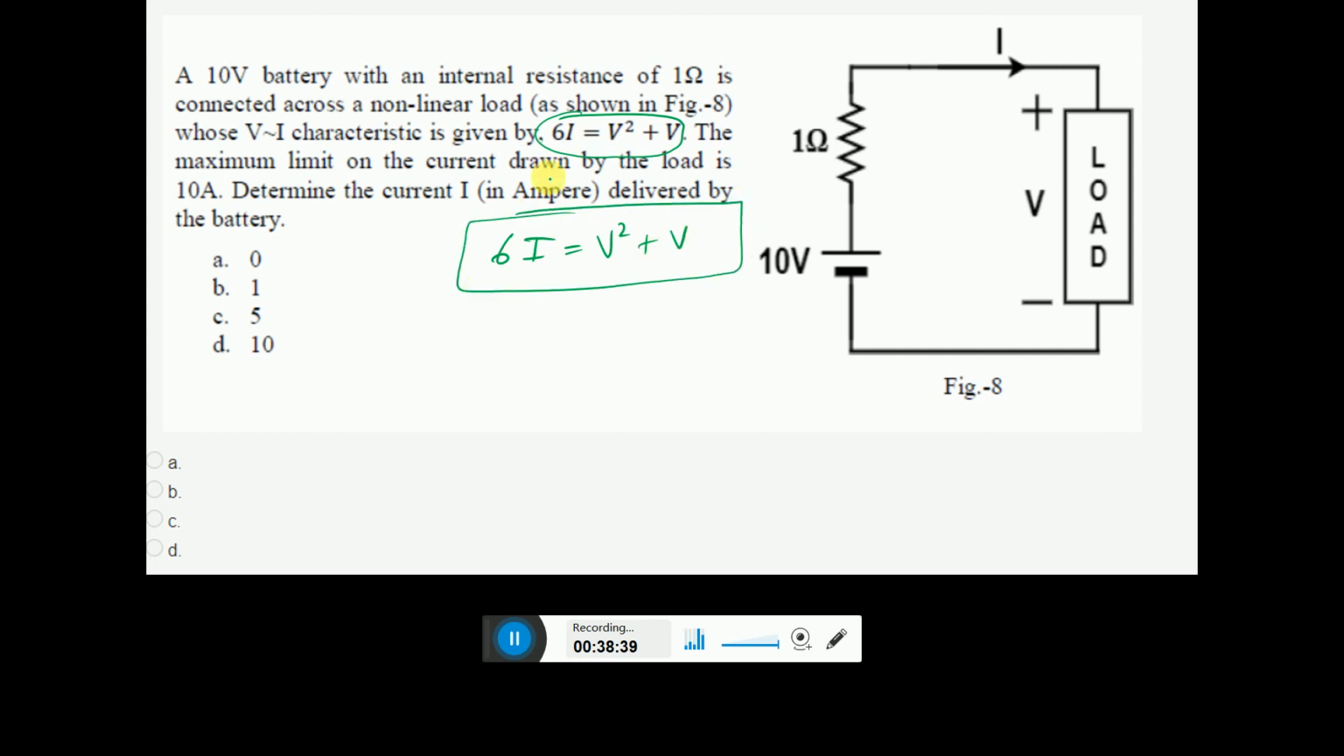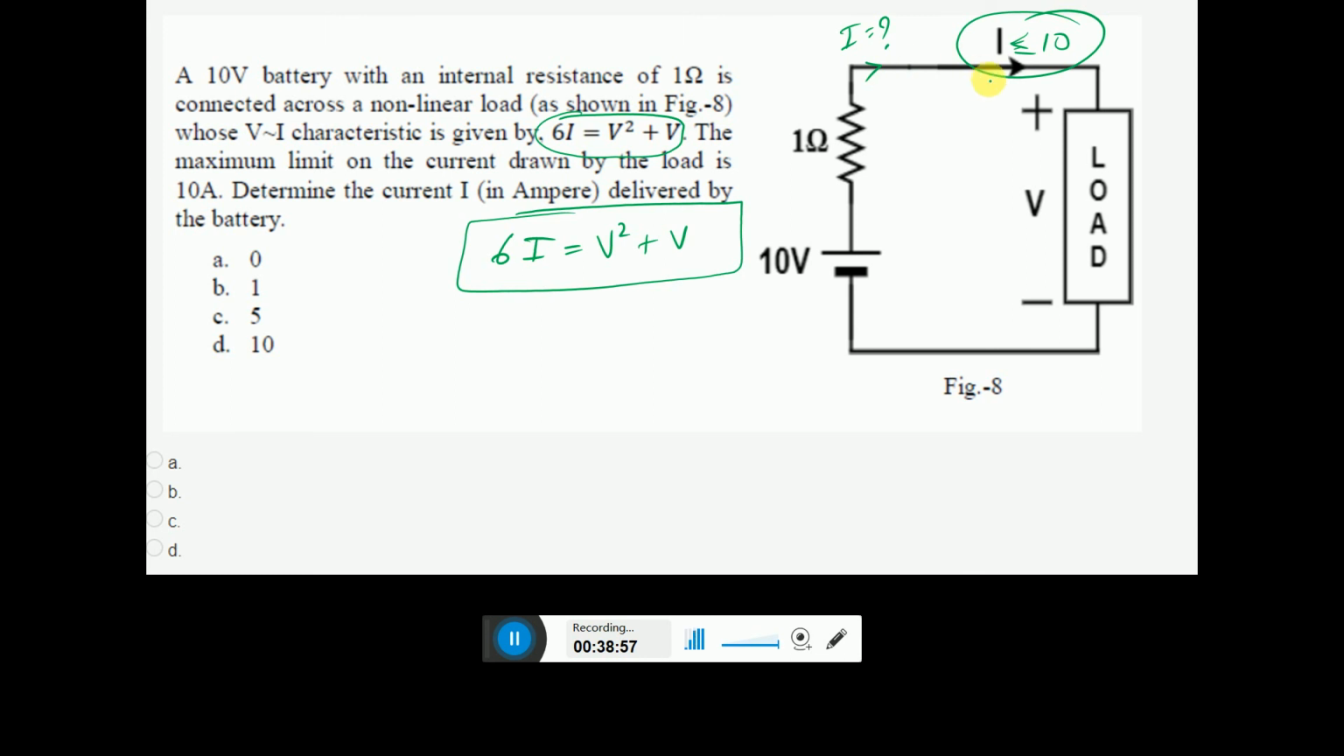You need another equation, the maximum limit of the current. This current should be less than or equal to 10. This is the limit given to you. Determine the current I delivered by the battery. So you have been asked the value of this current I.